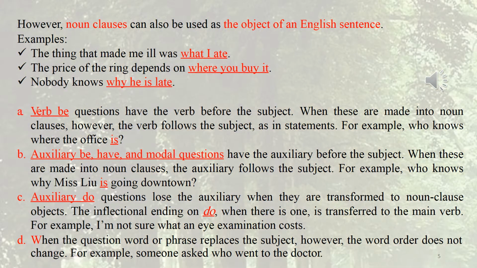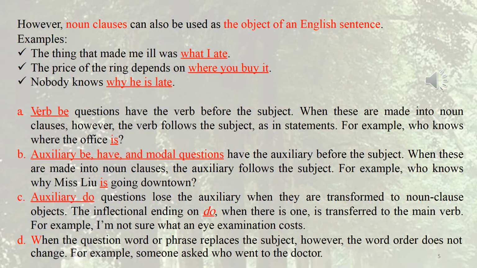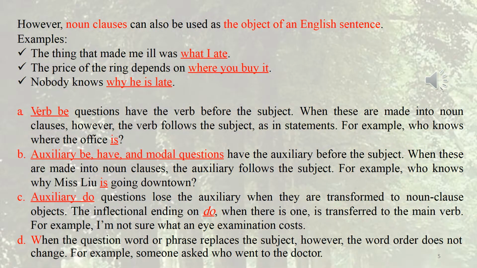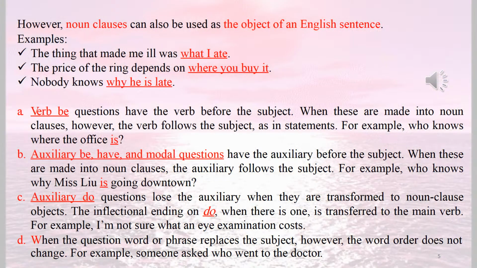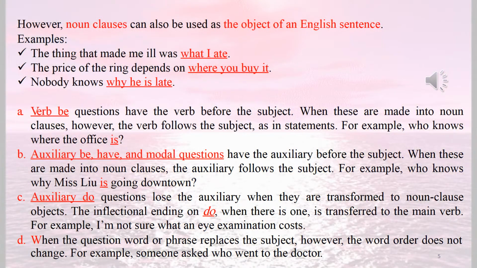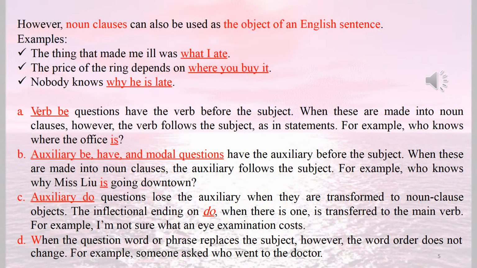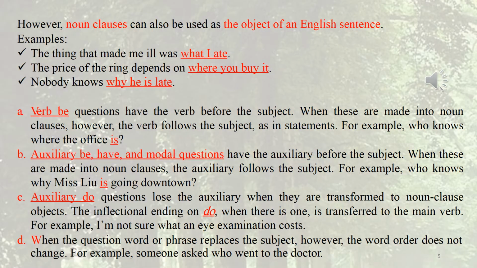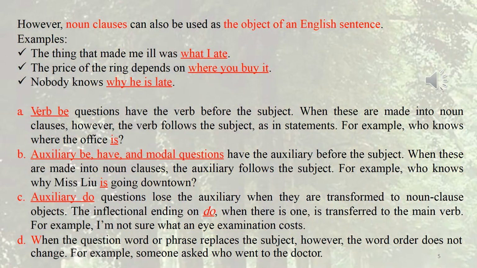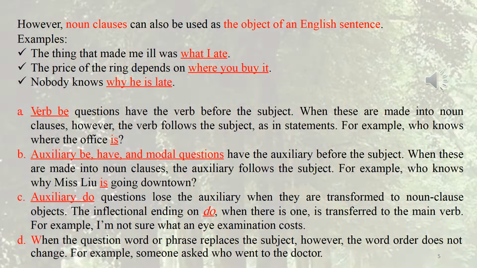C. Auxiliary do. Questions lose the auxiliary when they are transformed to noun clause objects. The inflectional ending on do, when there is one, is transferred to the main verb. For example, I'm not sure what an eye examination costs. D. When the question word or phrase replaces the subject, however, the word order does not change. For example, someone asked who went to the doctor.